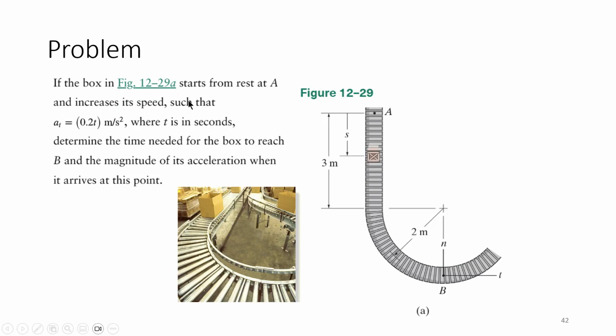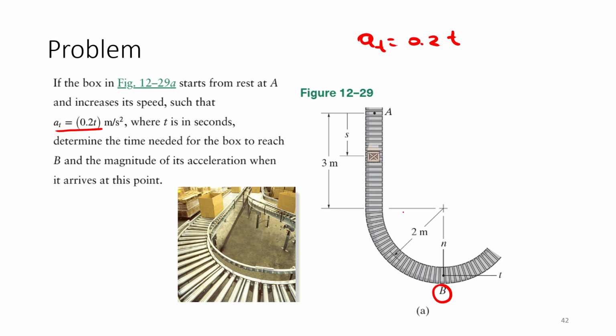Hello everyone. So now I will solve a simple problem on the curvilinear motion. The problem statement is as so: we have a box that moves on a conveyor belt with the acceleration given as 0.2 meters per second squared, and this one is, by the way, a tangential acceleration. The question says to determine the time needed for the box to reach the point B, and the magnitude of this acceleration when it reaches the point B.